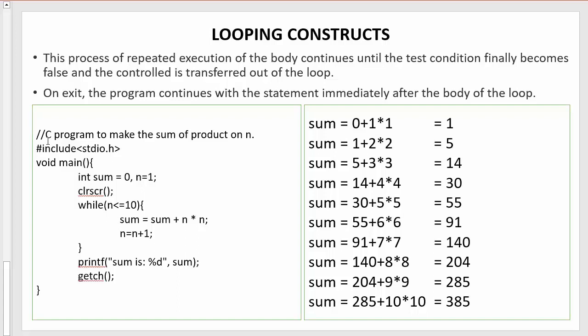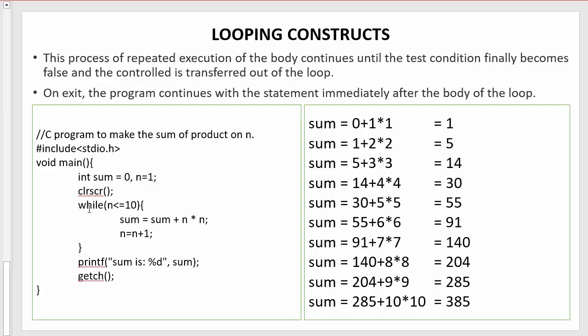So here I have written a C program to make the sum of product of n numbers. I have started this program with the header file stdio.h followed by void main, and I have declared a few integer variables, like sum equals 0 and n equals 1. I have initialized 0 to sum and 1 to n.